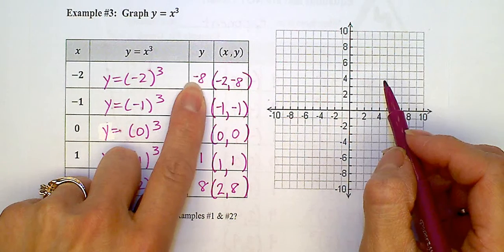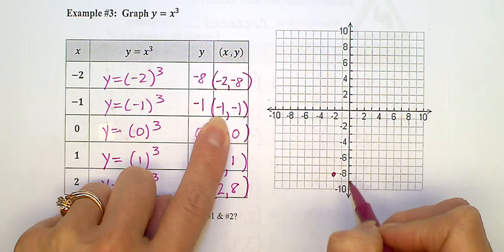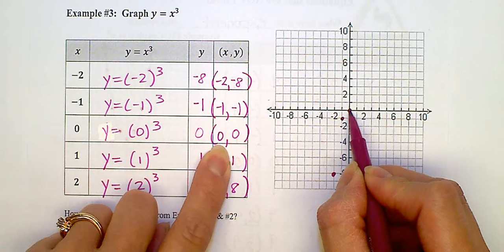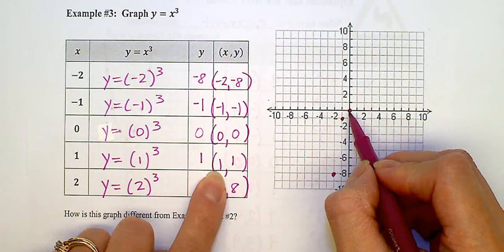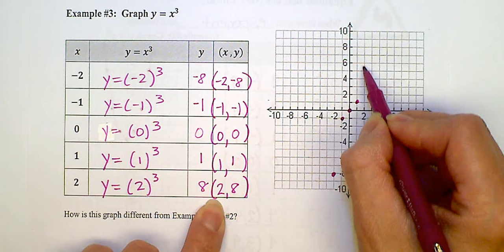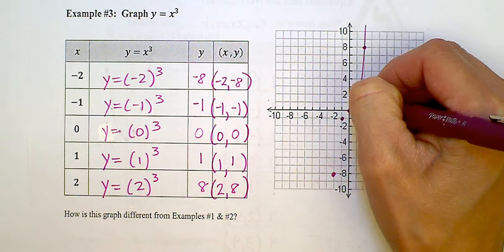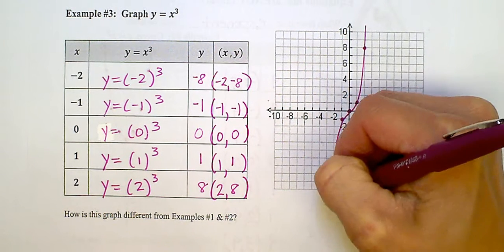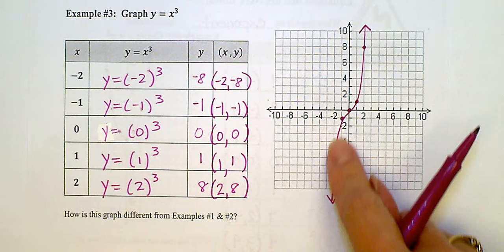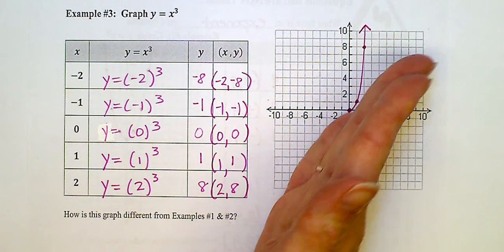For the ordered pairs, make sure you go over -2 is down here at -8. -1 is at -1. 0, 0, but be careful. This time I'm going over 1, up 1. And then over 2, up 8. This is actually a curve that comes around this way. Kind of like an S, a sideways S, or just kind of a curve that comes around this way.